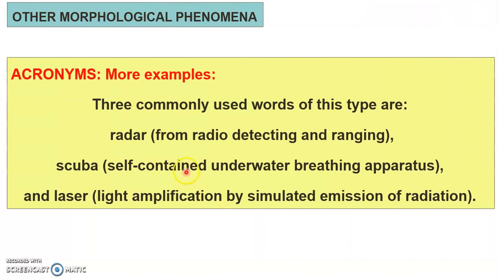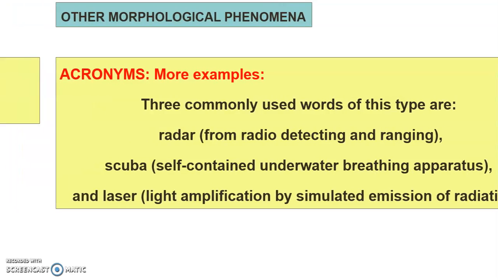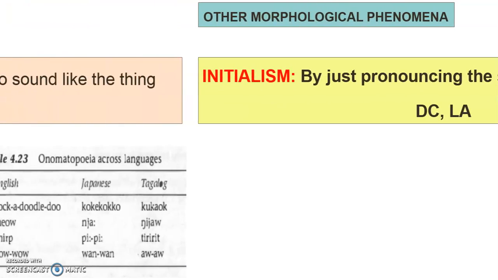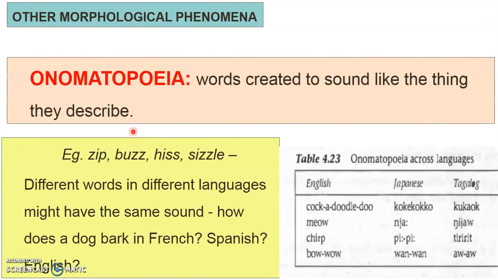More examples. There are commonly used words of this type. For example, radar, from radio detecting and ranging, or scuba, self-contained underwater breathing apparatus, or laser, light amplification by stimulated emission of radiation. Words that we don't even know are acronyms. I didn't know that radar was an acronym. And then initialism, by just pronouncing the string of letters, like DC, Washington DC, LA, BA. That is different because you don't say "la" or "lay", you say L-A, letter by letter. That's the difference.